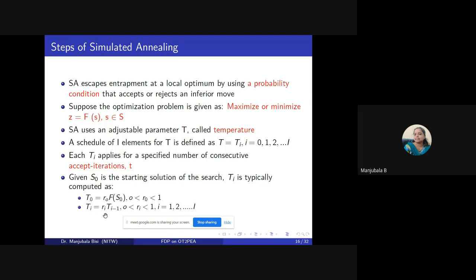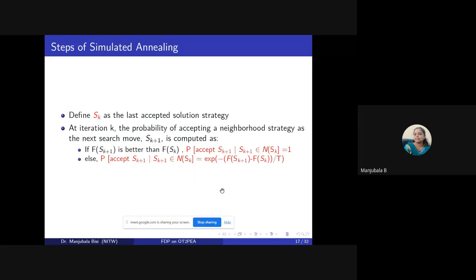Then only one thing is remaining: how to find the acceptance probability, and depending upon its value, how to decide whether to accept or reject the neighboring solution. Assume the current solution, or the last accepted solution, is Sk. In the next iteration, suppose we select one solution from the neighborhood set, assume that is Sk plus 1. Whether we accept or reject Sk plus 1? If we reject Sk plus 1, that means Sk remains the solution, because we are not changing the solution to Sk plus 1. So how to do this?